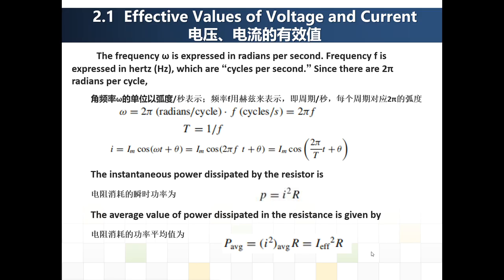The instantaneous power dissipated by the resistor, lowercase p, is equal to i squared R. The average value of p dissipated in the resistance is given by P average, which is equal to the average of i squared multiplied by R, which is equal to the effective value of current squared multiplied by R.